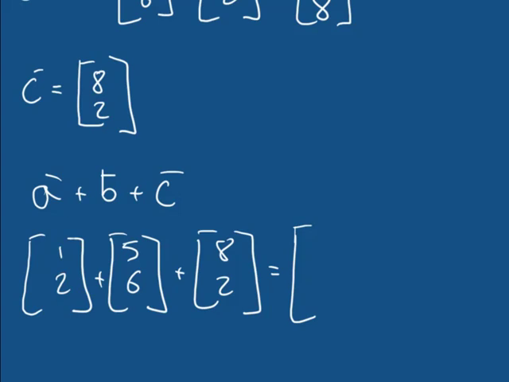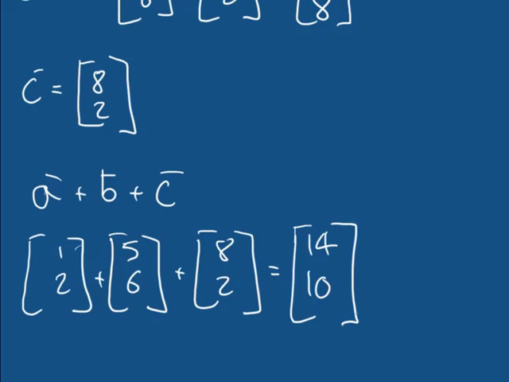And we know we do, with addition, get the same result. So 1 plus 5 is 6, plus 8 is 14. Of course, we could have said 8 plus 5 is 13, plus 1 is 14, or 8 plus 1 is 9, plus 5 is 14. It doesn't matter the order we add them. Likewise, 2 plus 6 plus 2, that's going to give us 8, plus 2 is 10. So the result is 14, 10.